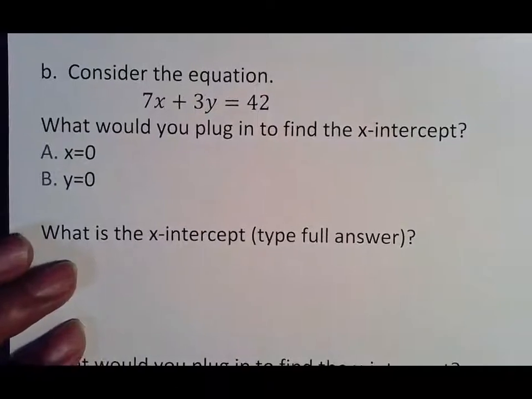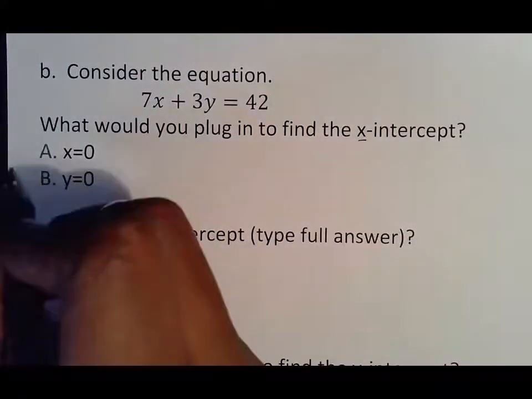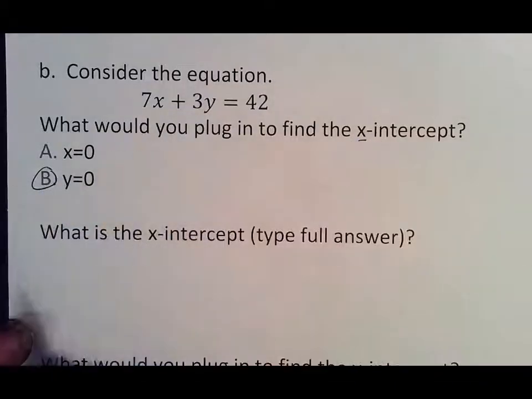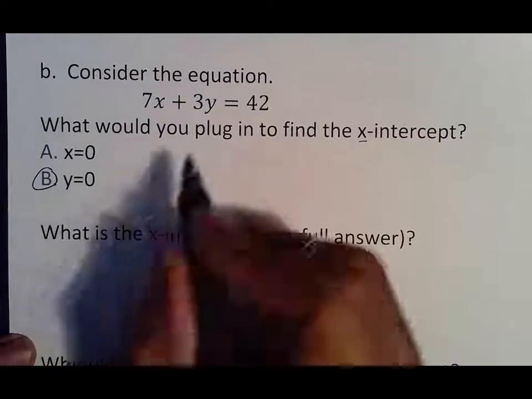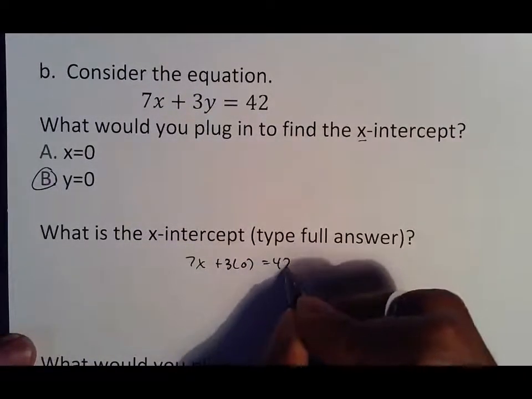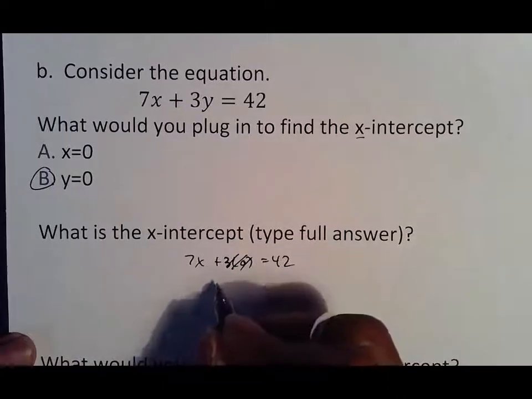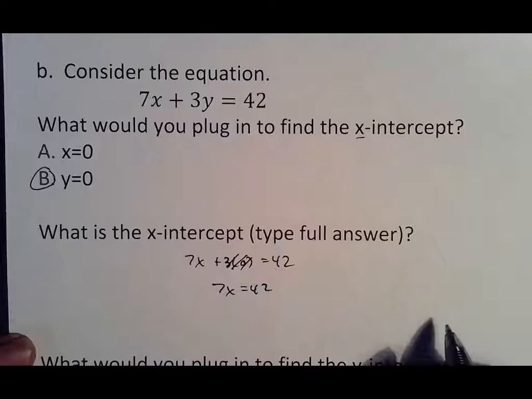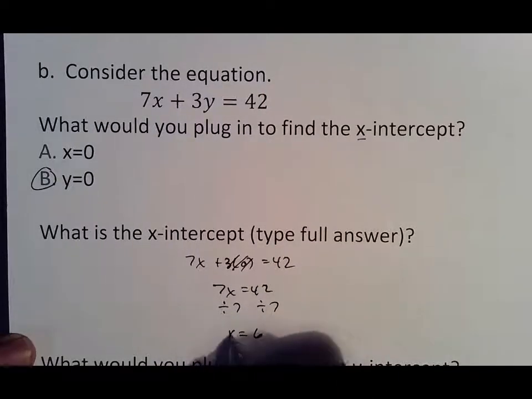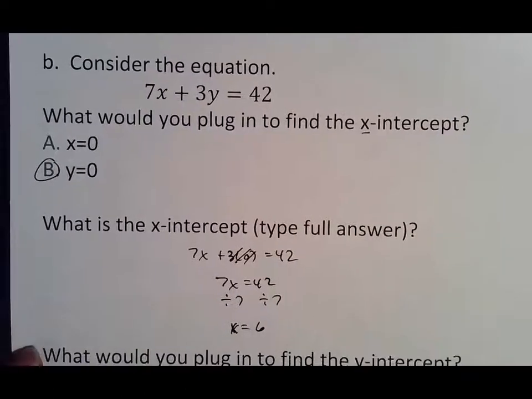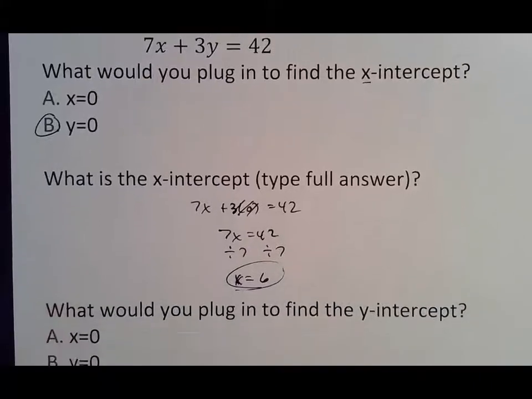Again, looking at this, what value would you plug in for the x-intercept? X-intercept means y means nothing. Choose the opposite letter, gets the 0. And so you'll put 7x plus 3 times 0, because again, y should turn to 0, equals 42. 3 times 0 equals 0, so it goes away, giving us just 7x equals 42. When you divide by 7, you end up with x equals 6. That's your x-intercept. That's it. And it says type the full answer, because you need to type actually x equals 6.